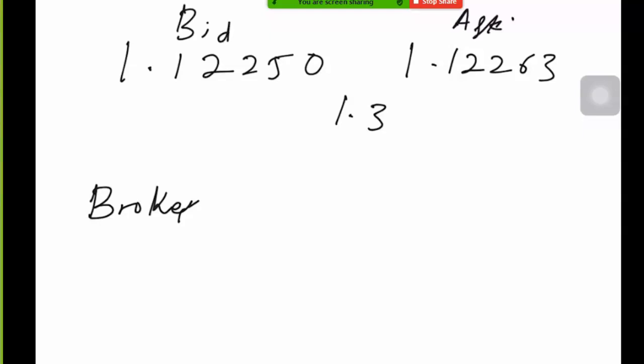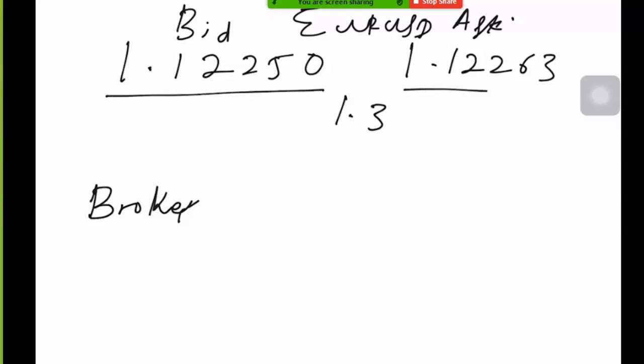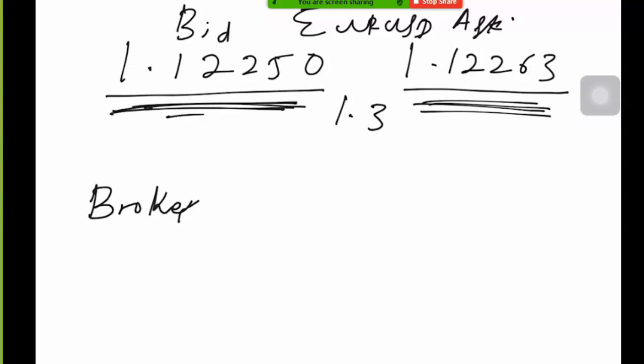Okay, for euro dollar. Now when you want to buy euro dollar, these are the prices you will see on your terminal. When you want to buy euro dollar from the broker, the broker is going to give you the ask price. Meanwhile, this is the current bid price.